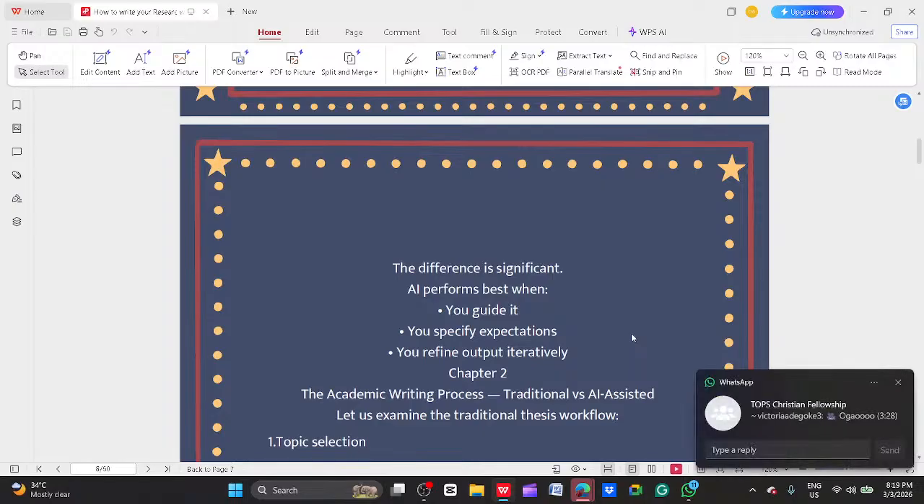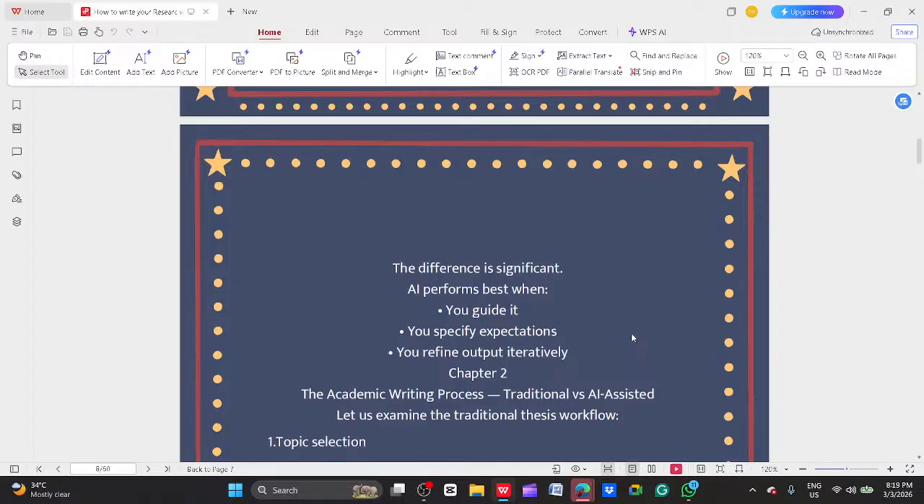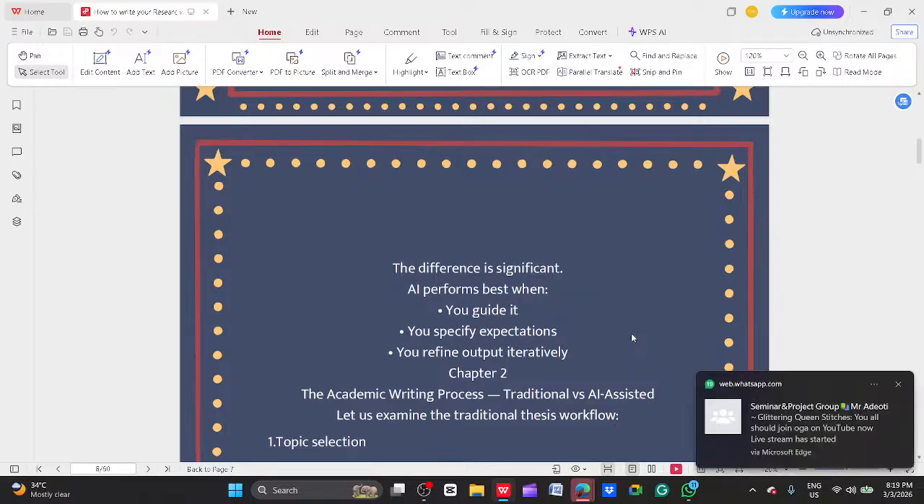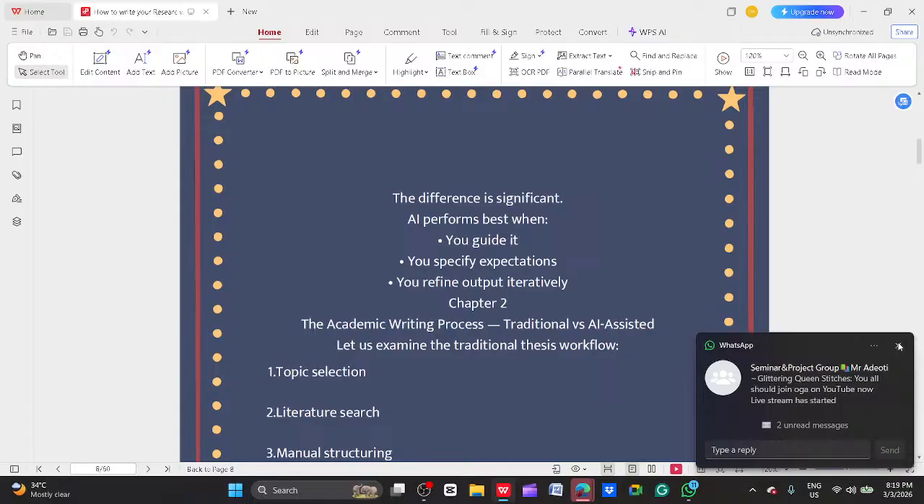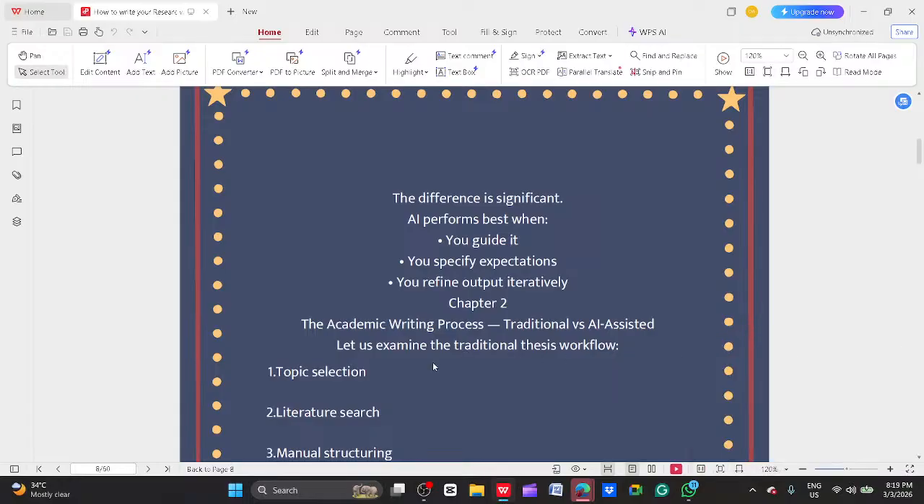That is talking about the academic writing process. We want to look at the traditional way of writing thesis, and we'll compare it with AI-assisted. So let us see our old method of writing, our forefathers' way of writing before the advent of artificial intelligence. We are going to compare it today. The first thing we will do is examine the workflow of traditional thesis, what we normally did in those days.